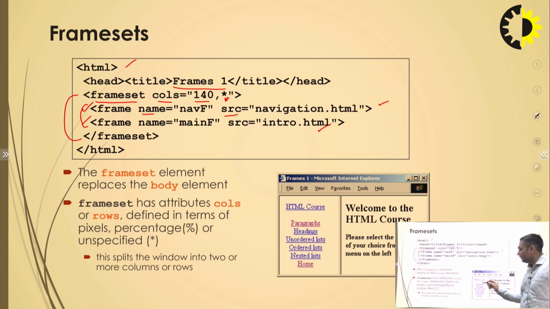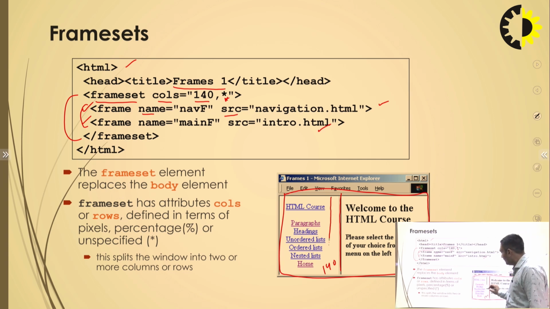You can see here the whole frameset. The whole frameset is divided into two columns. One is 140, and the rest is star. Here the frame navigation.html is displaying, and here another frame, introduction.html, is displaying in the rest of the portion.